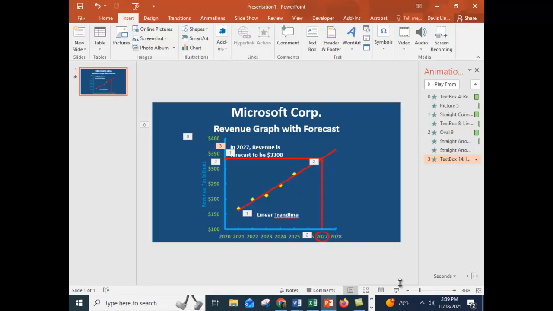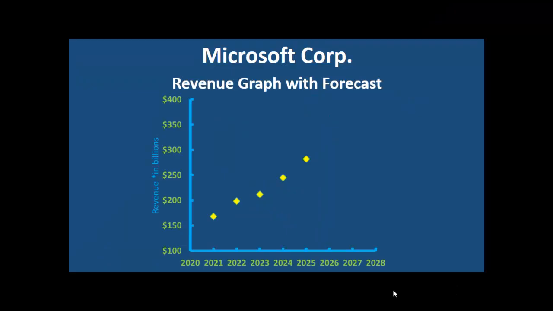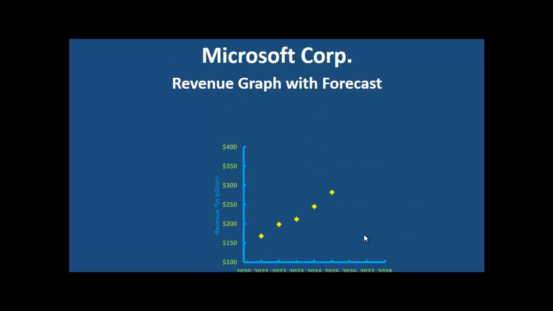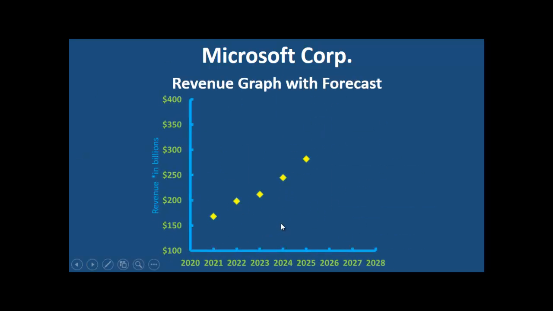Now, let me see if I have any issues with this. Let me play it. I think it kind of rushed through. Let me go back. There we go. All right, so there we go. It's our graph. Then we click again to have the trend line and the words linear trend line pop up. And for the forecast part, we click again for 2027 to pop up and points at our answer. And then we finish off with a click that says exactly what the answer is forecast to be.